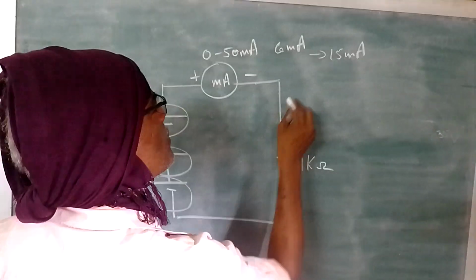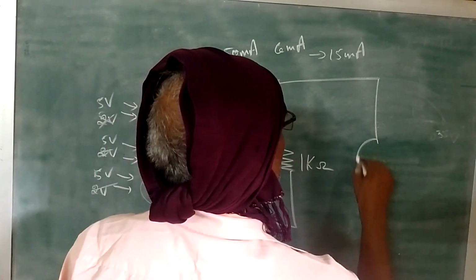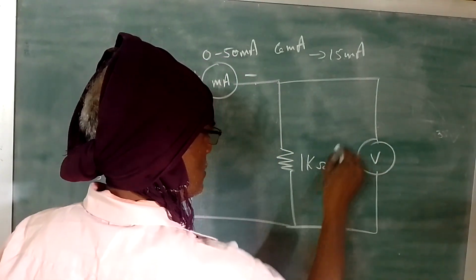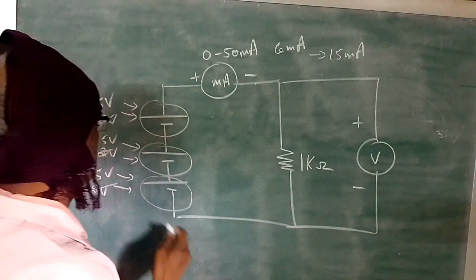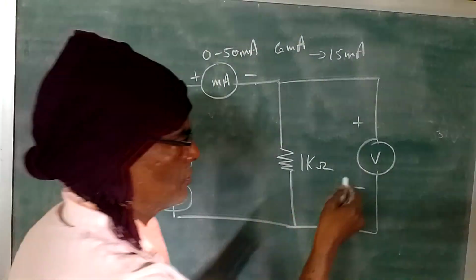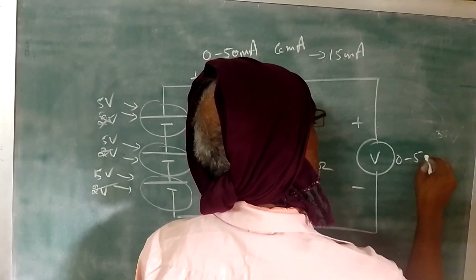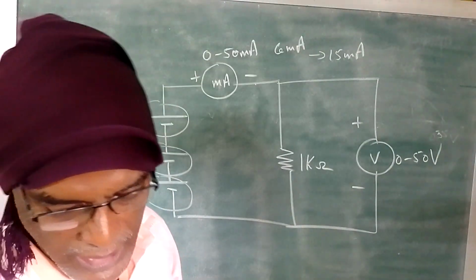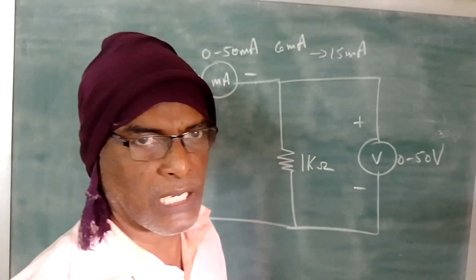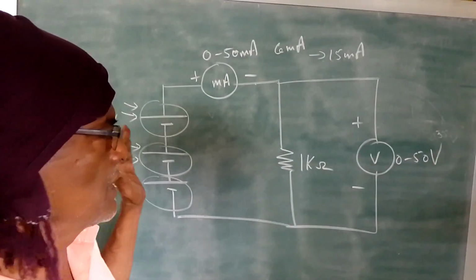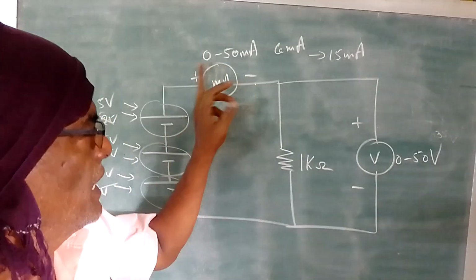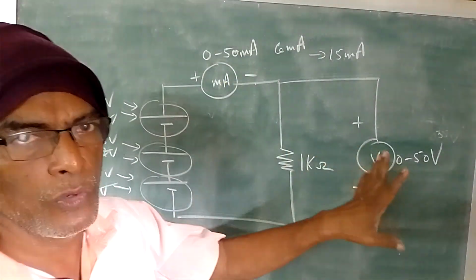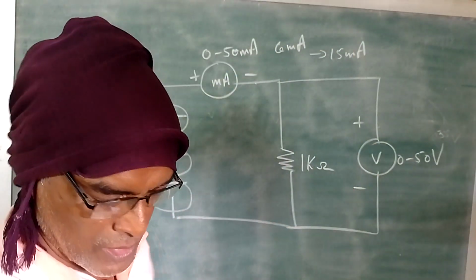So here also I am connecting a voltmeter in parallel. This is positive, negative. So you will be getting 15. Here you ask for 0 to 50 volts. All are moving coil DC meters. This is the arrangement for series connection. I told you how to adjust the intensity of light. Based on that, you take the readings of ammeter and voltmeter and plot the graph.